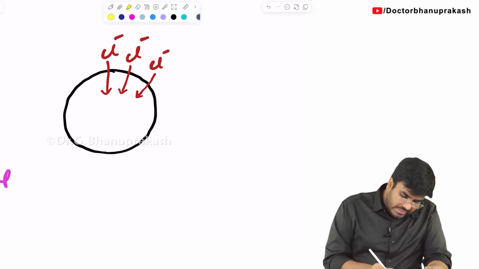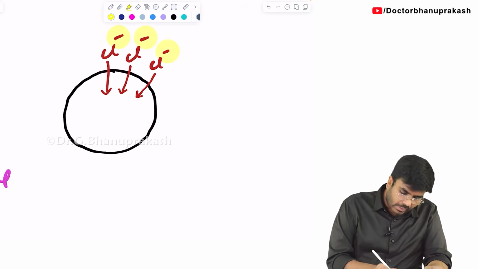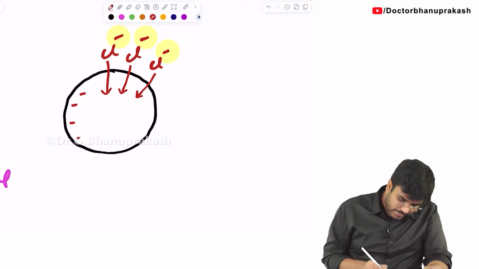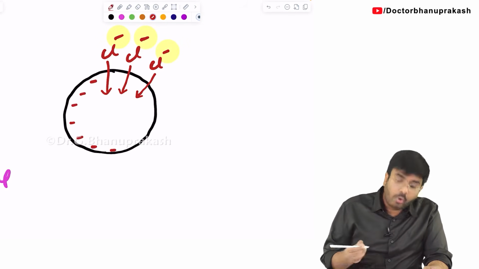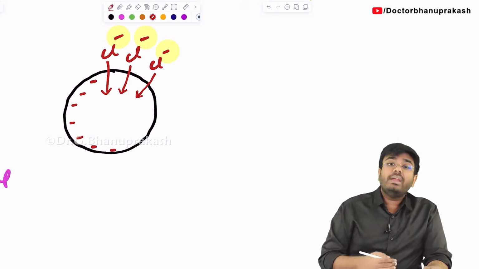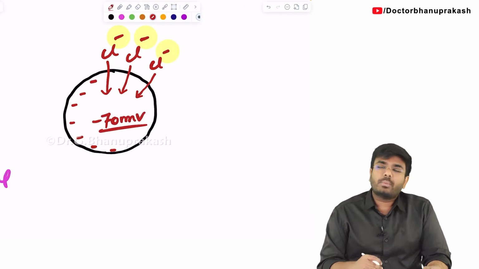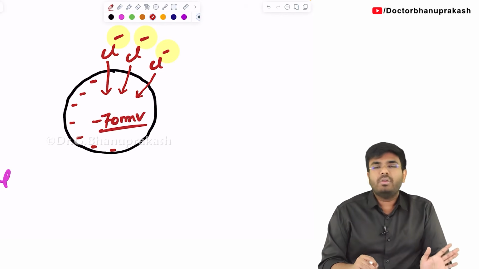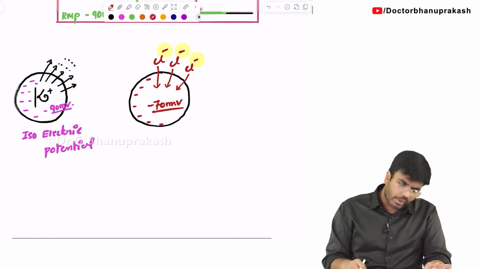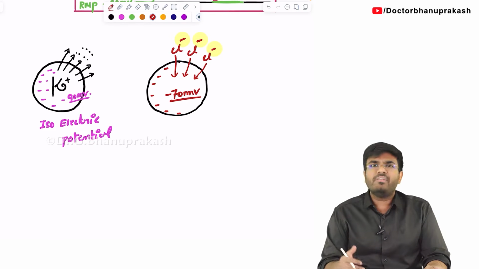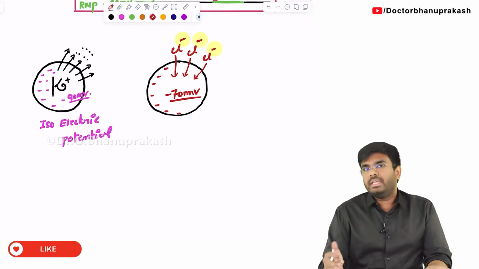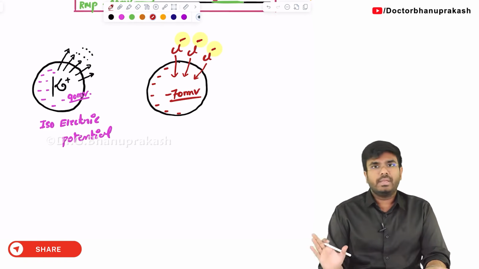Chloride is a negative charge. As the negative charges are coming into the cell, it will again create negative voltage within the cell. How much negativity? Chloride will try to create a negative value of minus 70 millivolts. So this is the isoelectric potential value of chloride, or equilibrium potential value of chloride. Every ion, potassium, chloride, magnesium, sodium, has its own equilibrium potential. That I will discuss later in the next topic.